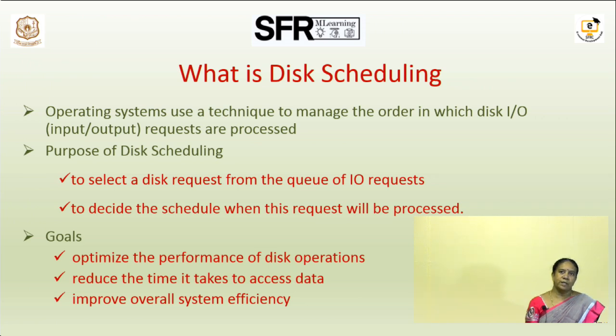What is the purpose of disk scheduling? The main purpose is to select the disk request from the queue of IO. There are various IO requests. We have to select a particular request and decide when the request will be processed. The main goal of disk scheduling is to optimize the performance of the disk operations and to reduce the time it takes to access data. It is also used to improve overall system efficiency.